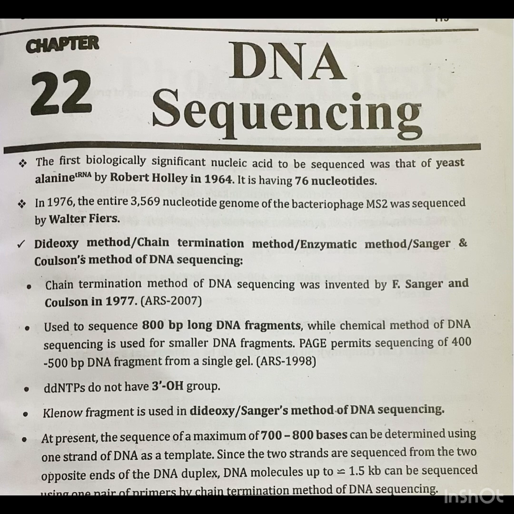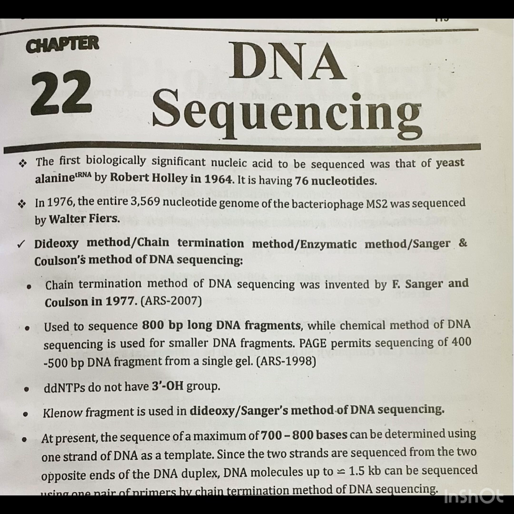The first biologically significant nucleic acid to be sequenced was that of yeast alanine tRNA by Robert Holley in 1964. It has 76 nucleotides. In 1976, the entire 3569 nucleotide genome of the bacteriophage MS2 was sequenced by Walter Fiers.